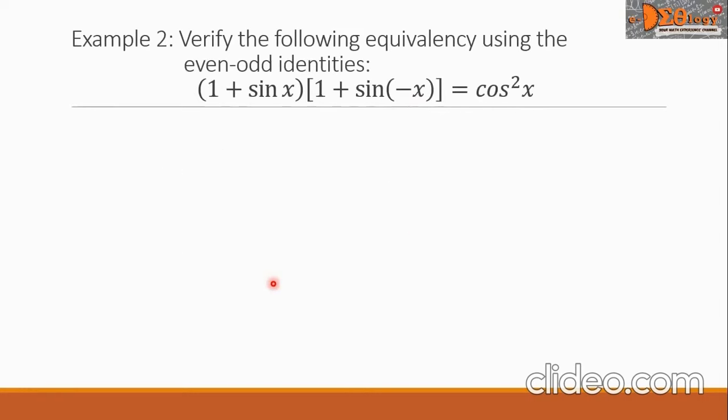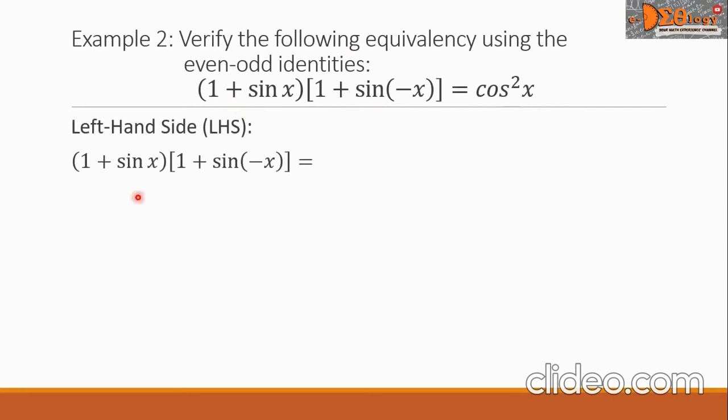Let us have example 2. Verify the following equivalency using the even-odd identities: the quantity 1 plus sine x times the quantity 1 plus sine of negative x equals cosine square x. In this problem, we can see that the right hand side is already simple, and the left hand side is a little bit complex. So we will simplify the left hand side to equal that right hand side.